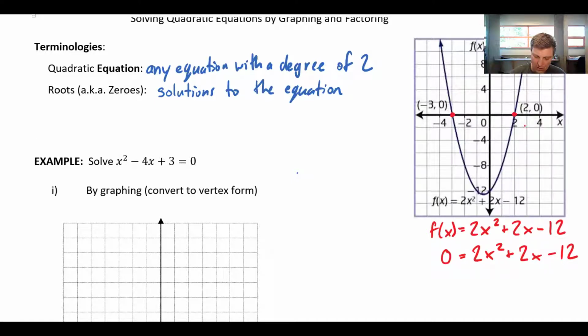I've got zeros or roots. That's a 0 and that's a 0, also known as a root, because that's where the function will cross the x-axis, or to put it another way, that's where the function is equal to 0. So it's important to keep in mind the distinction between functions that have infinite solutions and equations which will have either 0 or 1 or 2 possible solutions.